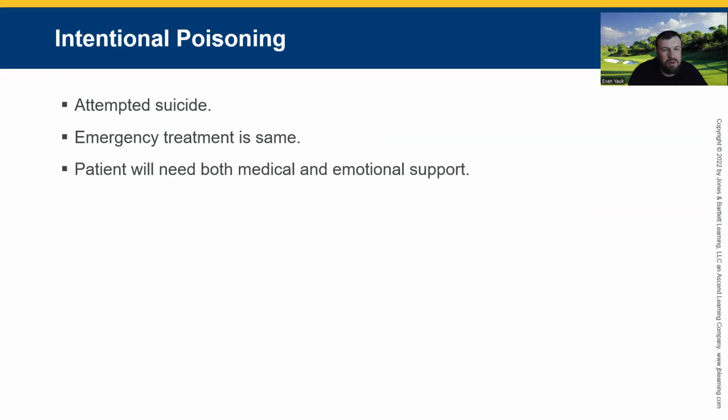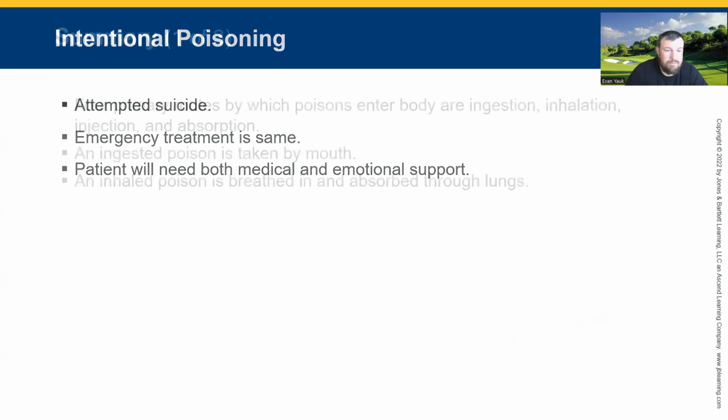Intentional poisoning. So we're going to attempted suicides, emergency treatment is the same. Patient will need both medical and emotional support. At this point, most people feel like there's nothing left in the world for them. We need to be extremely sympathetic. We do not judge them. We give them calm, collected reassurance that we're there for them. We listen to them. We allow them to say whatever they need to say. And we treat them like we would anybody else.